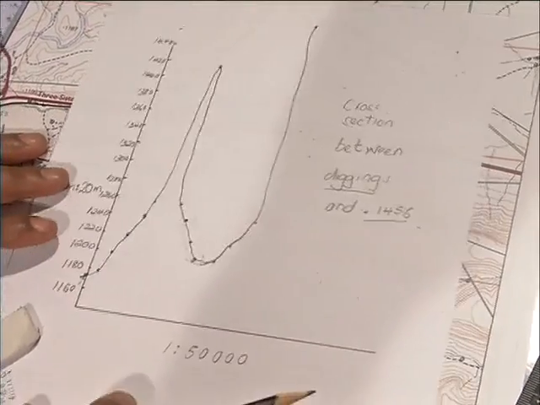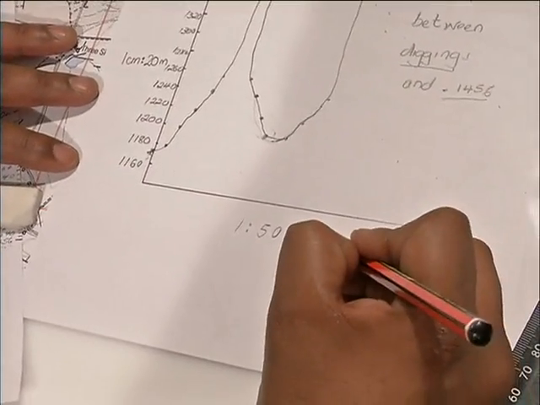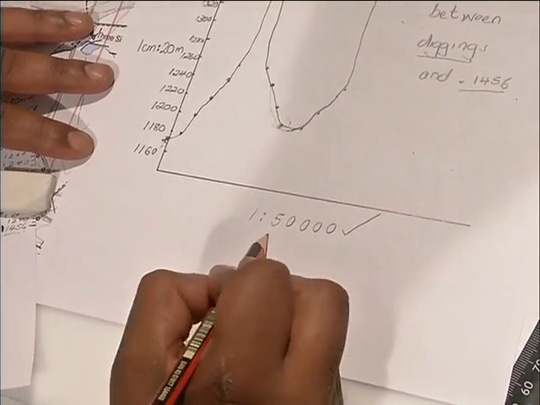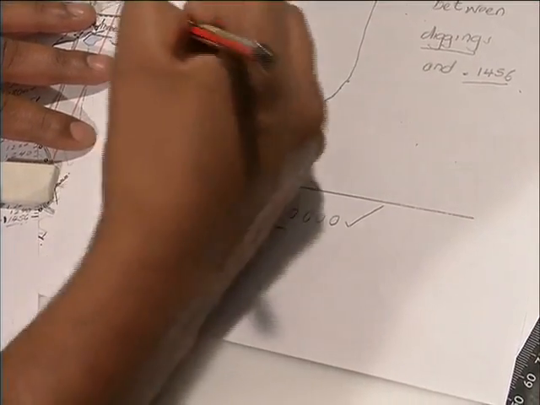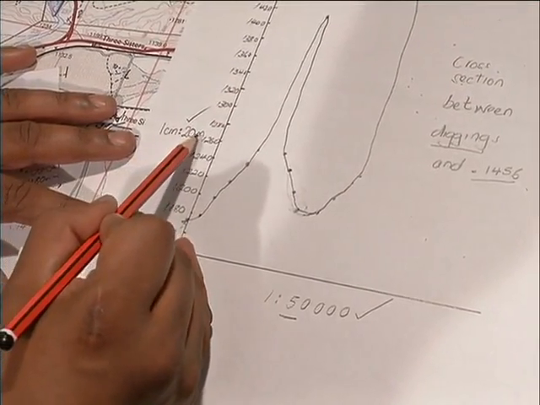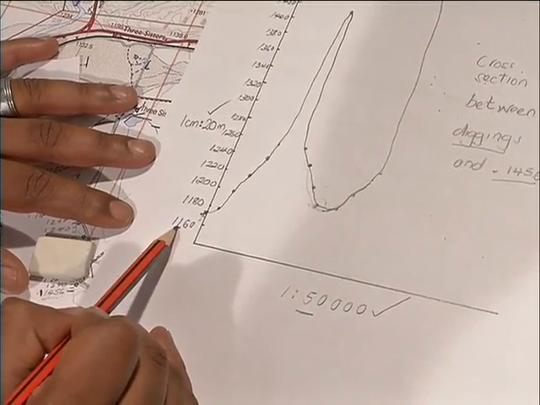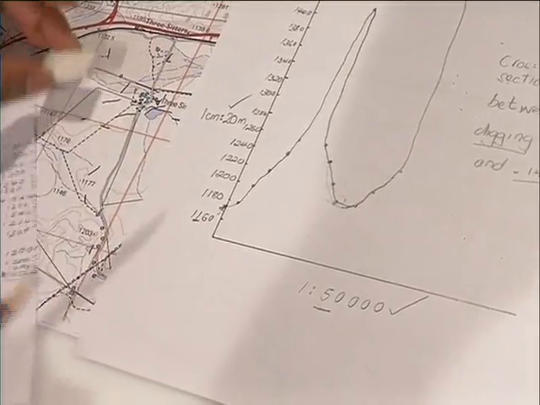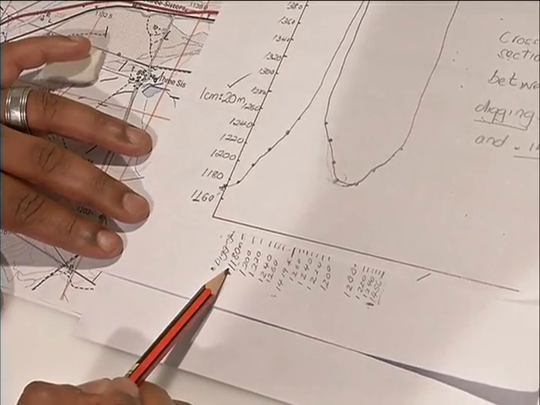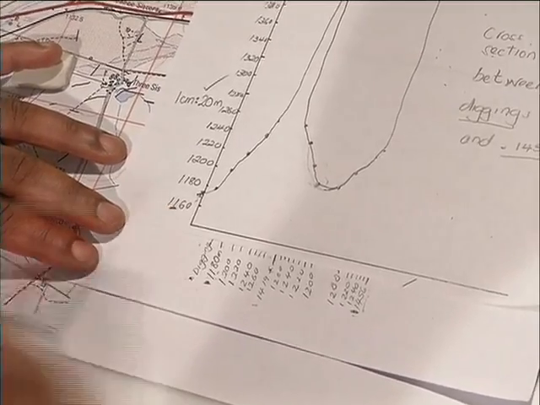When we do this particular aspect, I want you to focus on the following. The following labels will give you the full marks. The scale of the x-axis, which is 1:50,000. The scale on the y-axis, 1 centimeter represents 20 meters. Remember the hint and tip: always start off at 20 meters below your lowest height on the strip of paper. In this case, we've had 1180, and my lowest height then becomes 1160.